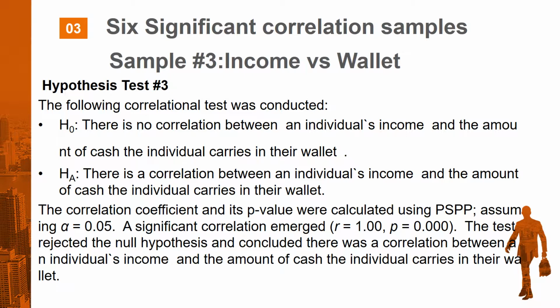Our p-value of 0.00 is also way less than our alpha value. So by inference, it is confirming that there is sufficient evidence to conclude that there is a strong positive relationship between the amount of money that an individual carries in their wallet and the income that an individual has. So here again, the null hypothesis was rejected in favor of the alternative hypothesis.